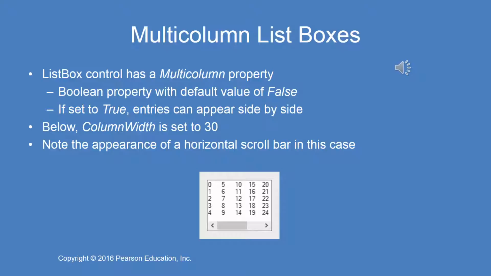The list box control has a property named multi-column. It's a Boolean property. It's either true or false. And if you set it to true, entries can appear side by side. So in the example shown on this slide, the column width is set to 30 and multi-column is set to true. And you'll see if the size of the control is not wide enough, it will have a horizontal scroll bar that appears automatically.